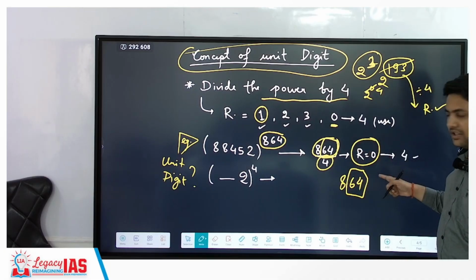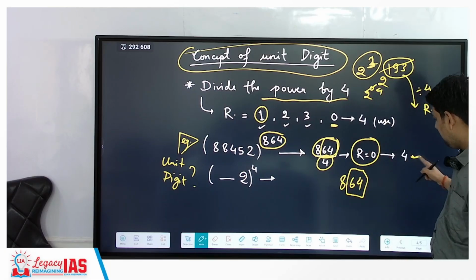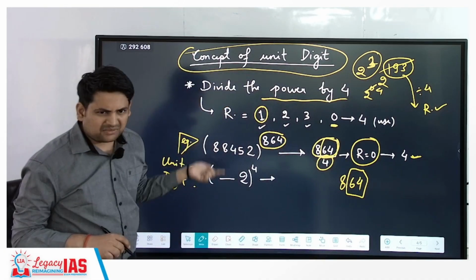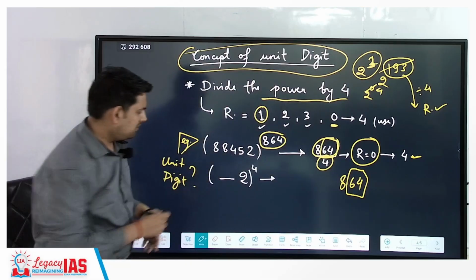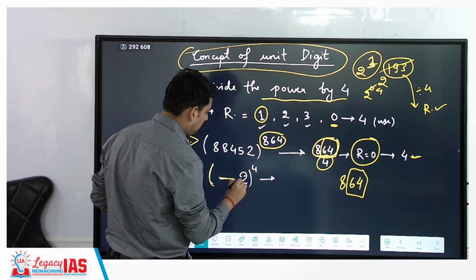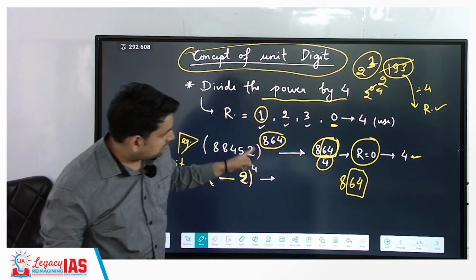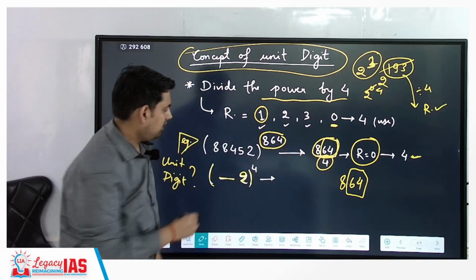But you cannot write 0. So instead, what will you write? You will write 4. Now I can write this number like this because these other digits don't matter. So I wrote 2 and 2 power. Instead of this big number, I will now write only 4.